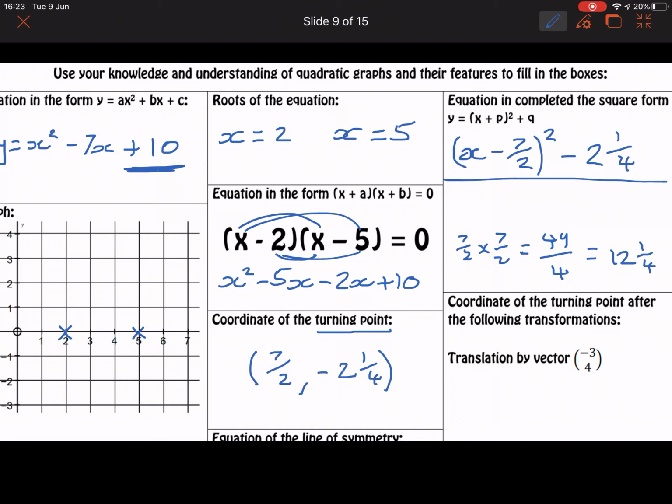Now let's look at our graph. Can we put that in? So we've got 7 over 2, that's 3.5 on the x-axis, and minus 2.25 on the y-axis. So that's going to be about there, there is my turning point. Okay. I've now got enough information to sketch my graph.